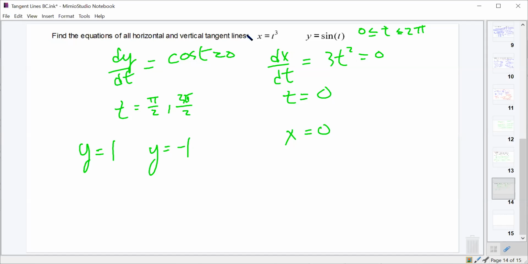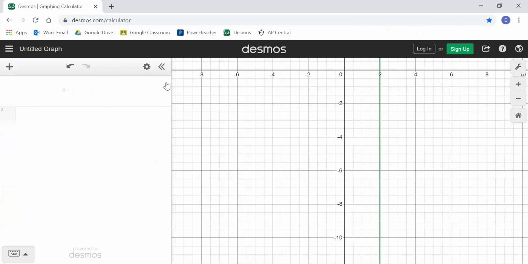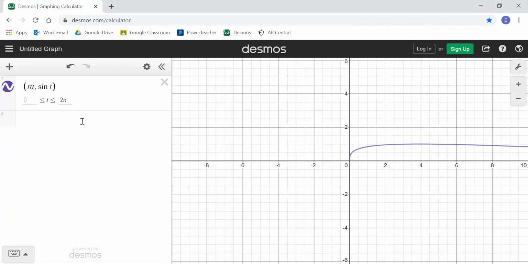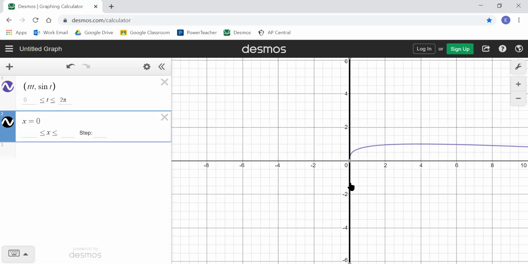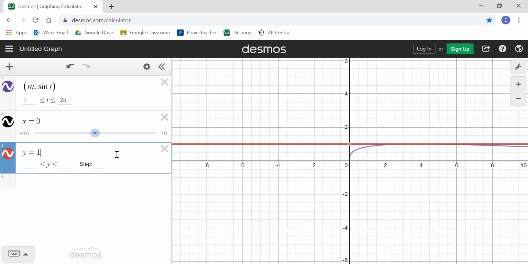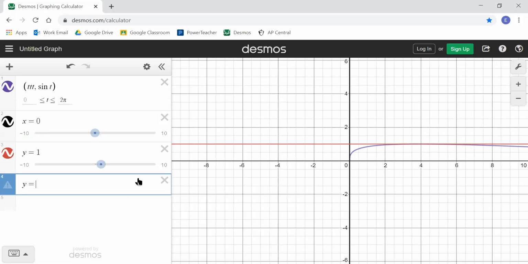So let's take a look at the graph. T cubed, sine t, 0 to 2 pi. And what do we say we had? X equals 0, right? We can see that right there. And our other one was y equals, what was it? Y equals 1.